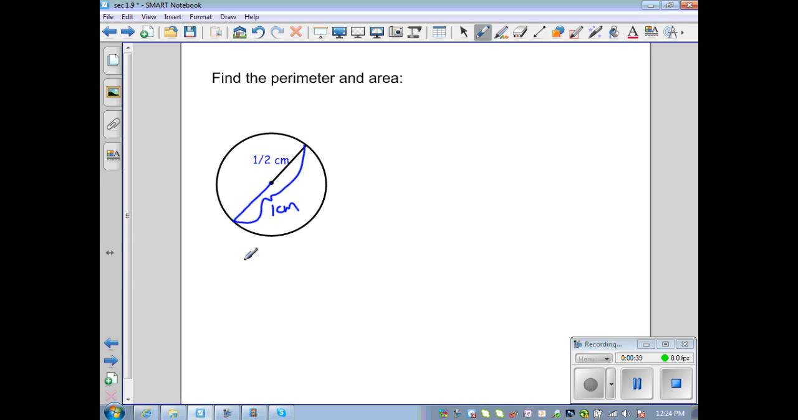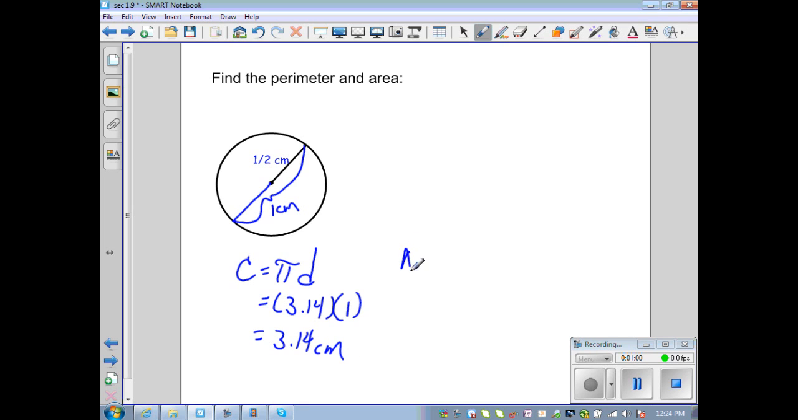Now, all I have to do is substitute in my circumference formula, and I get C equals pi times d. We'll approximate pi to be 3.14. My diameter is 1. When I simplify, I get 3.14 centimeters.